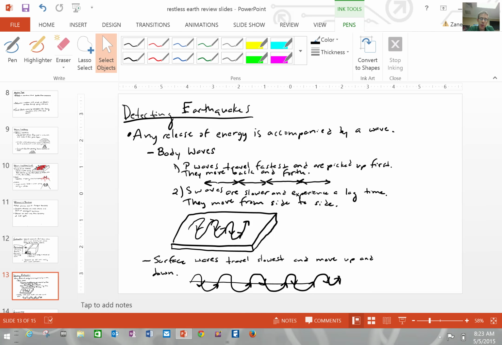Okay, so those are our two body waves. We also have what are called surface waves, which are the slowest traveling waves. They're also kind of the most dangerous. So these waves move up and down. I've tried to draw a horizontal line representing the ground, and you can see the waves going up and down. And when we showed you some photos of bridges in class that had this really distorted shape, kind of like hills, those resulted from surface waves, so the most dangerous.